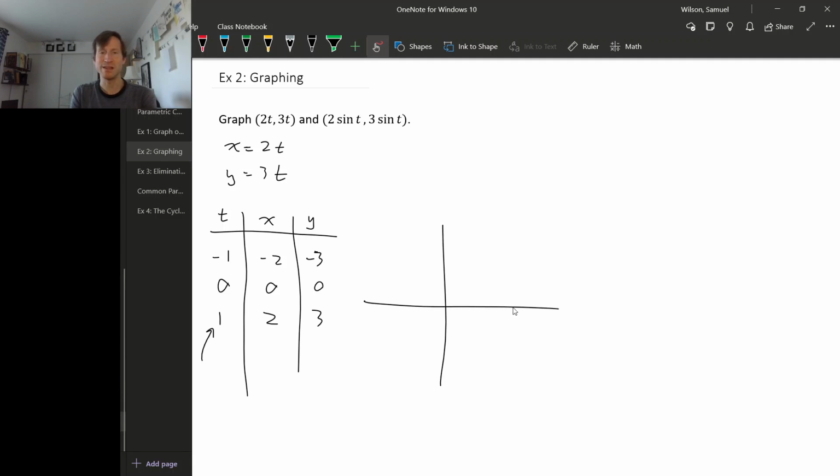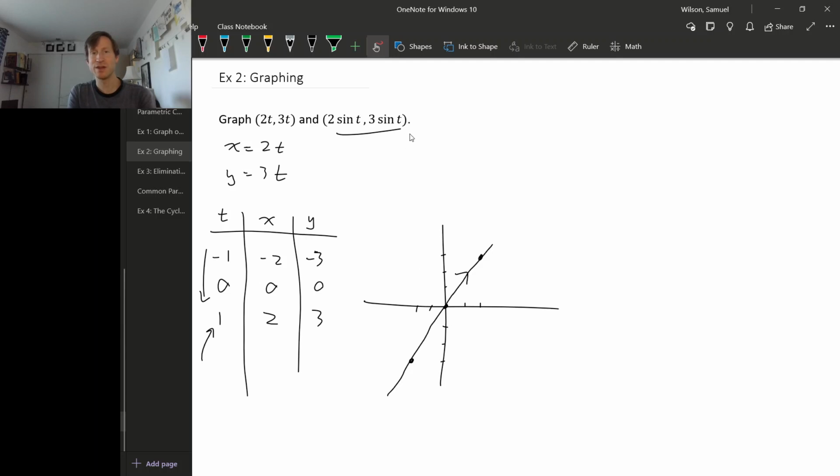So when we plot these, -2 and -3 there, and 0, and then 2 and 3. And if we plotted lots of other points for different t values, it would trace out this line here. And it's tracing it out so that it's moving from the lower left to the upper right, because as t increases, our points are moving upwards and to the right.